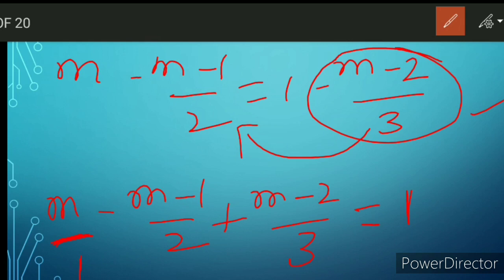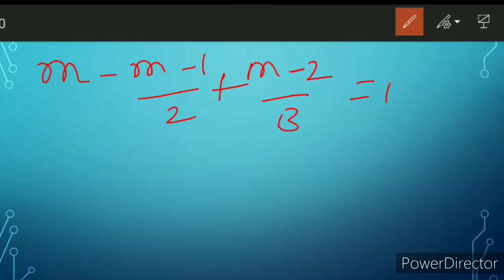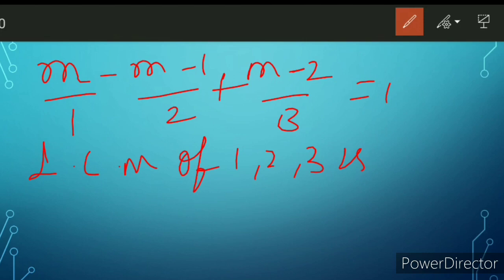Yeah, what is the LCM of 1, 2 and 3? Yes, good. 6 is the LCM. Yes, it is the last step. LCM of 1, 2, 3 is 6. Therefore, m by 1, we should multiply it with 6 only, because 1 is there, minus (m minus 1) by 2. Which number should we multiply? Yeah, 3. We should multiply with the 3. The numerator also we should multiply by 3.